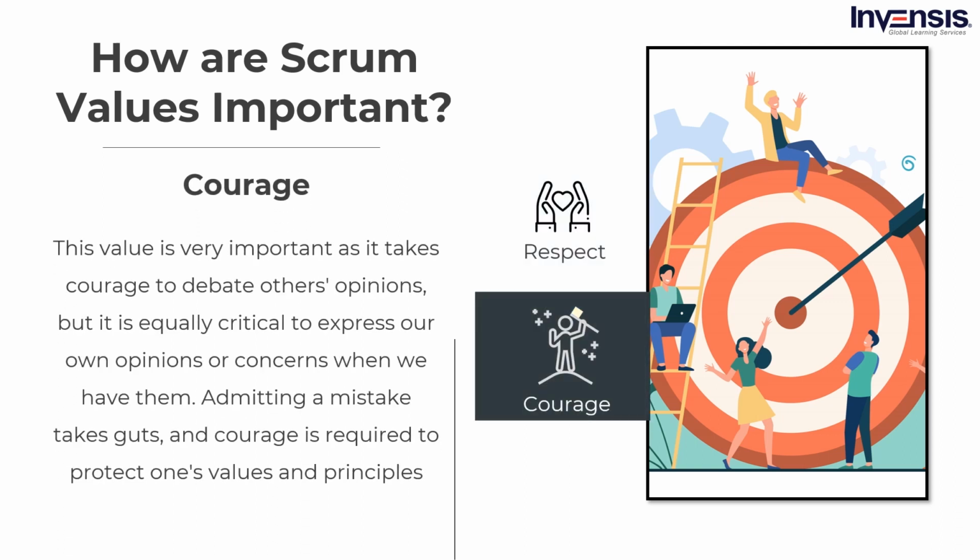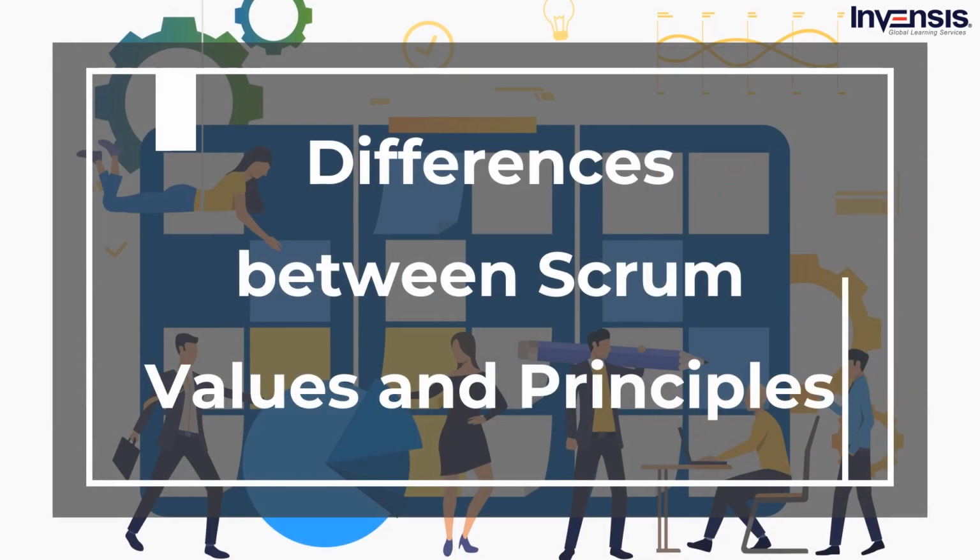This value is very important as it takes courage to debate others' opinions, but it is equally critical to express our own opinions or concerns when we have them. Admitting a mistake takes guts, and courage is required to protect one's values and principles. So, these were some of the ways Scrum values are useful. Now, let us move on to our next topic and talk about the difference between Scrum values and Scrum principles.